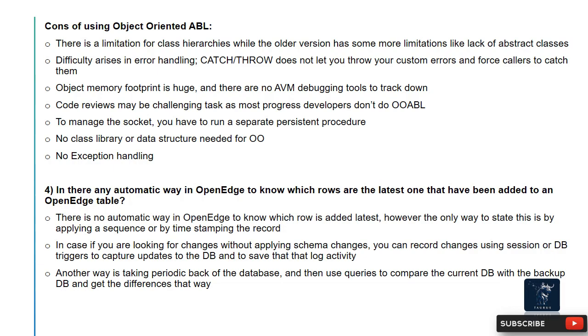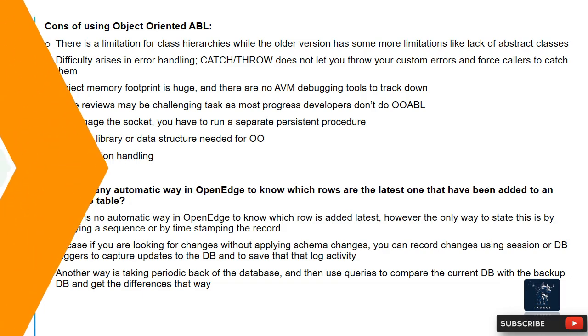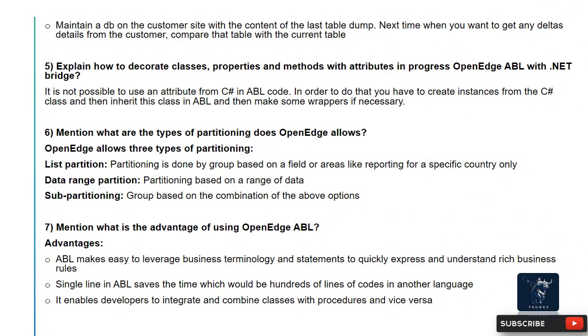Another way is taking periodic backups of the database, and then using queries to compare the current DB with the backup DB and get the differences that way. Maintain a DB on the customer side with the content of the last table dump. Next time when you want to get any delta details from the customer, compare that table with the current table.